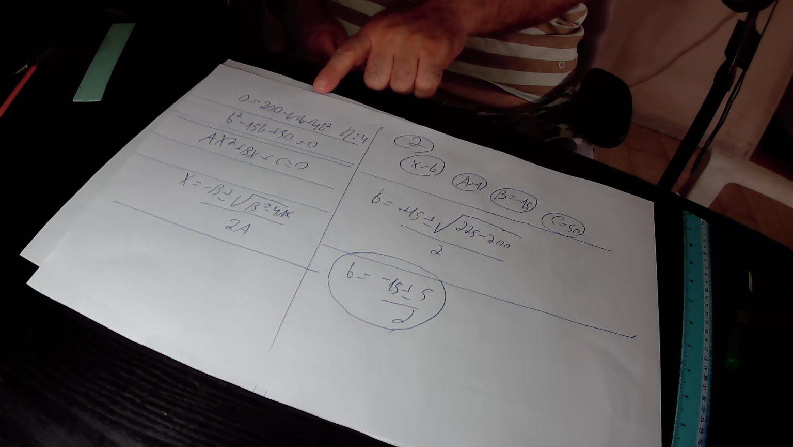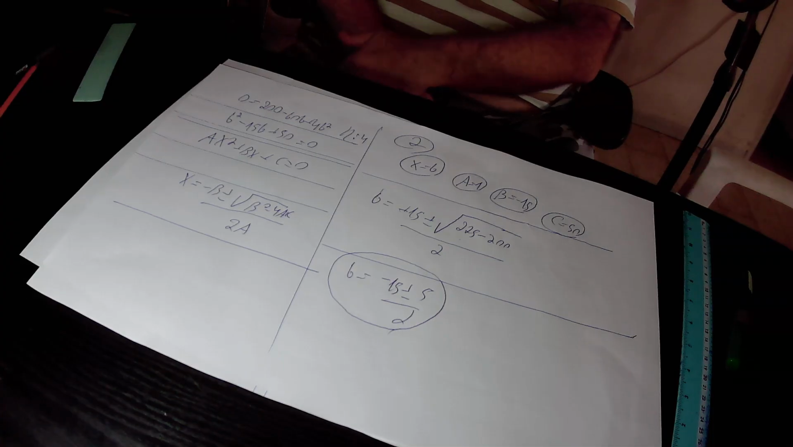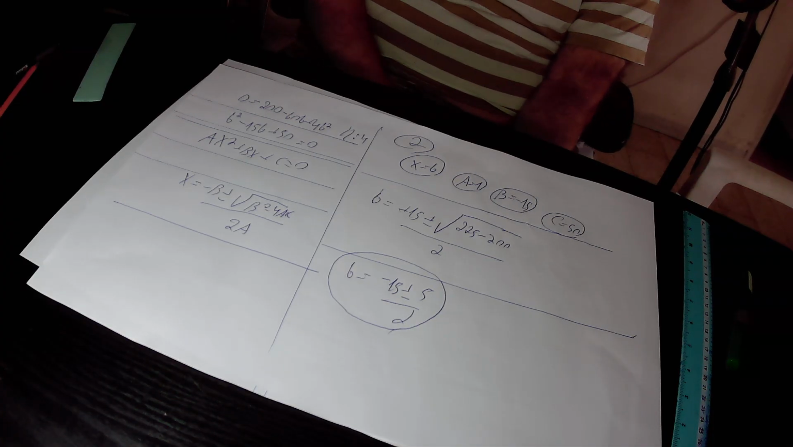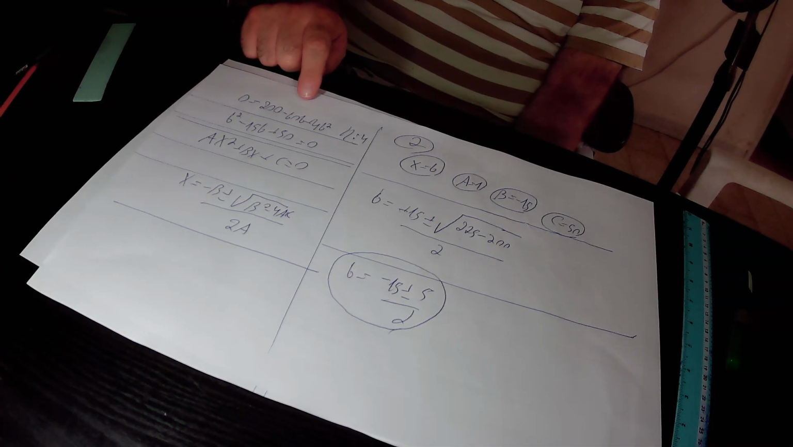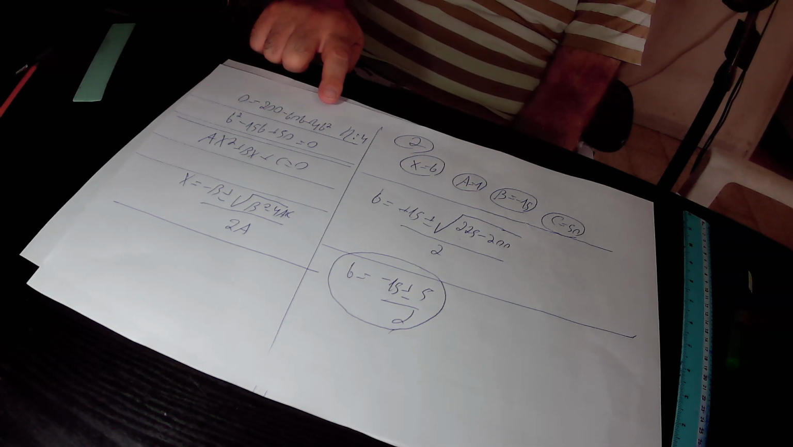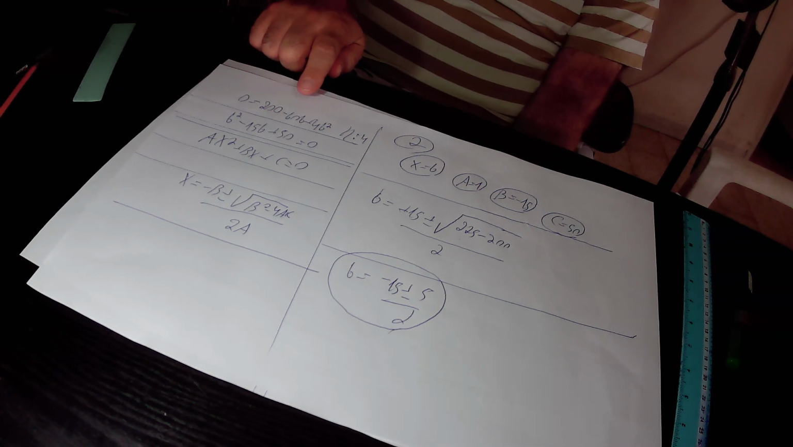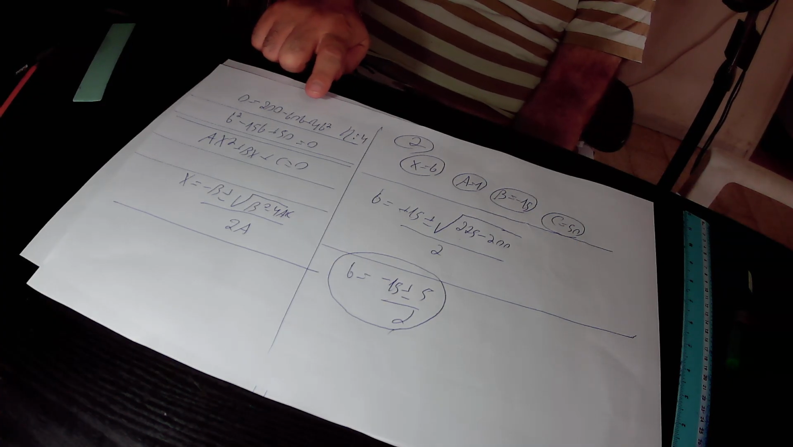Here we divide this equation by 4 and find that 4B squared over 4 is B squared, minus 60B over 4 is minus 15B, 200 over 4 is 50, and 0 over 4 is 0. So in total, we found that B squared minus 15B plus 50 equals 0.